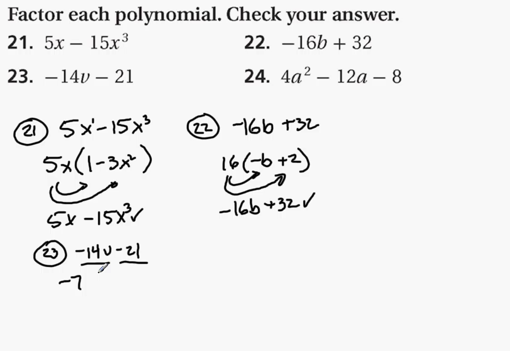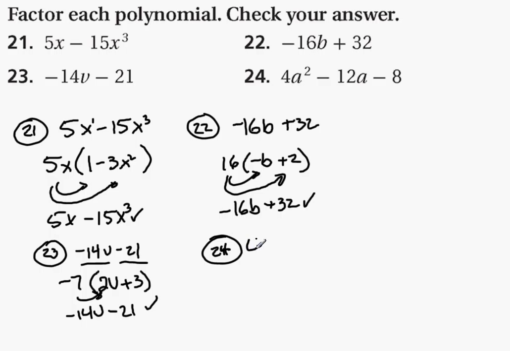So it's negative 7. Inside the parentheses then, we'd ask ourselves, what would Mr. Levelford multiply negative 7 by to get negative 14v? And the answer is 2v. 2v times negative 7 is negative 14v. Negative 7 times a positive 3 will give Mr. Levelford a negative 21. So that is the correct factorization for that polynomial. Now let's distribute to make sure we did it right. Negative 7 times 2v is negative 14v, and negative 7 times 3 is indeed a negative 21. Check. Last one, 24.